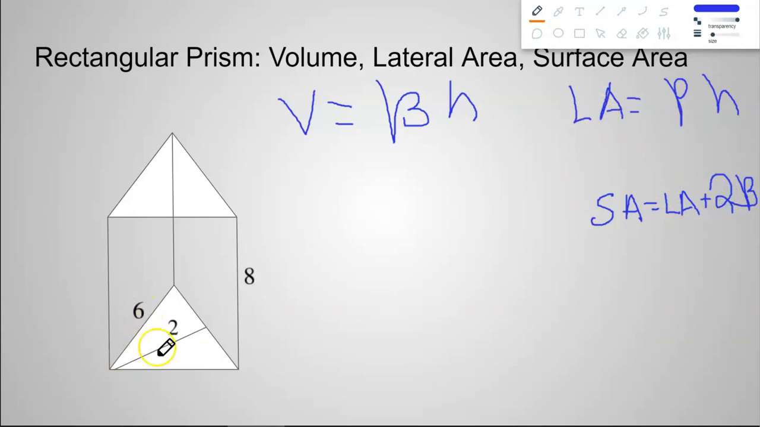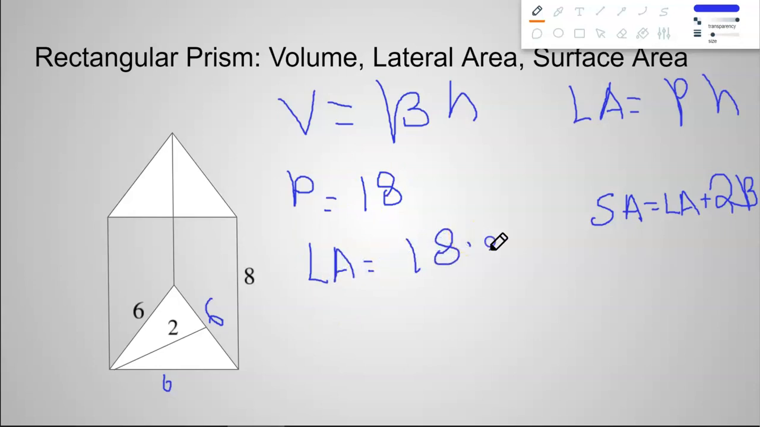So it looks like I need to look at my base, which is an equilateral triangle with all sides 6. And I need to find its area and its perimeter if I want to get anything done. So first, let's look at the perimeter. Well, there are 3 equal sides and each of them is 6. So the whole perimeter has to be 18. Wonderful. So that means I can immediately find my lateral area, which is 18 times 8, the perimeter times the height. So that turns out to be 144.